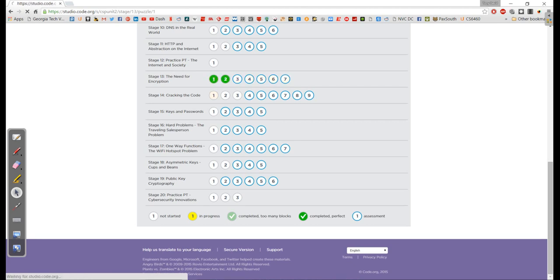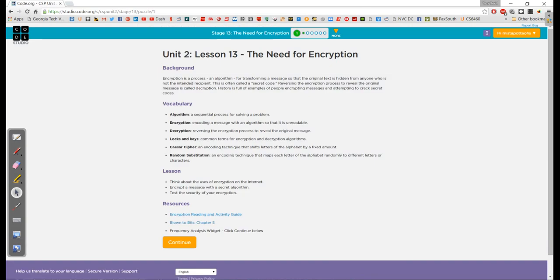The first thing I want to do is go through step one, and this is basically telling us the information. Here's some of the vocabulary we have. An algorithm is a sequential process for solving a problem. Encryption and decryption, well, that's encoding a message and reversing the encryption process to reveal the original message. We've talked a little bit about keys, the common terms for encryption and decryption algorithms, how we put stuff in and how we get stuff out. And then we talked about the Caesar cipher, and we also talked about the random substitution cipher.